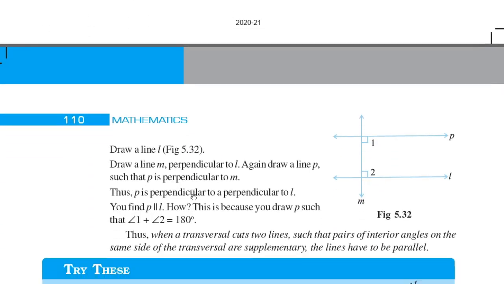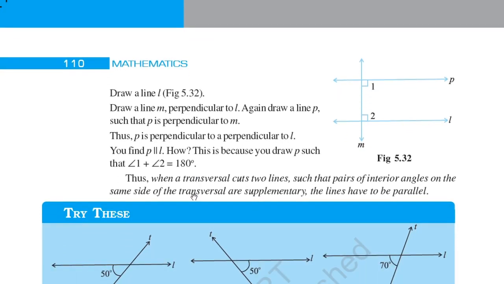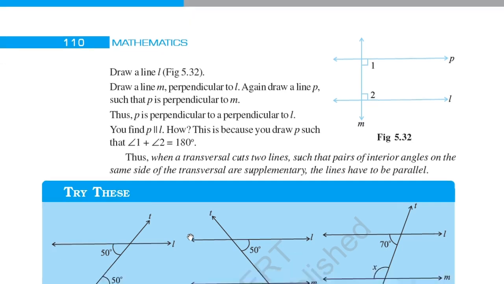Draw a line as in figure 5.32. Draw a line M perpendicular to L. Now we draw a line P perpendicular to M. So P is perpendicular to M, and you will find P is parallel to L. How? This is because you drew P such that angle 1 plus angle 2 is equal to 180 degrees. So it is clear. Thus when a transversal cuts two lines such that a pair of interior angles on the same side of the transversal are supplementary, the lines have to be parallel.